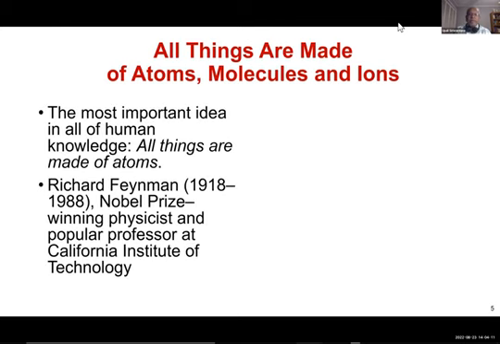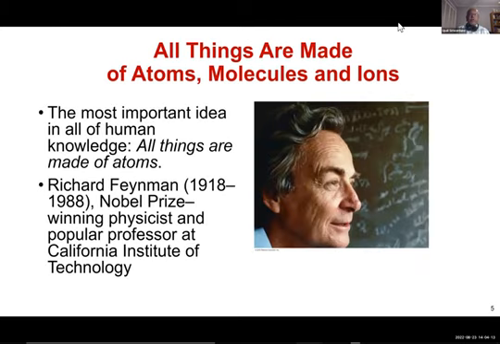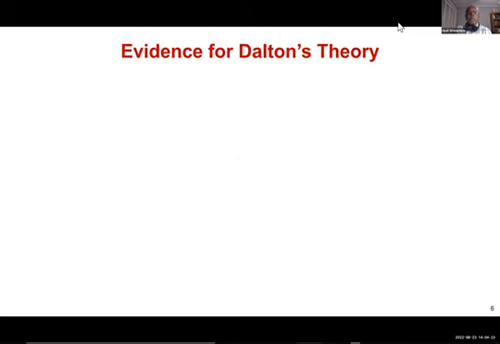So this is the one we talked about. This guy came up with the idea that all things are made out of atoms. Evidence for Dalton's atomic theory comes from 3 chemical laws.